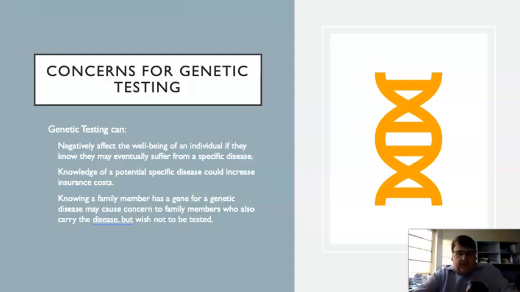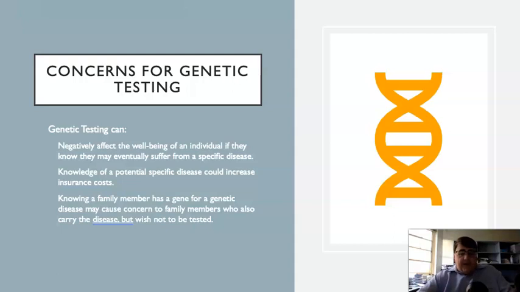So this slide is a little bit of what we just talked about in the last one. Genetic testing can negatively affect the well-being of an individual if they know they're going to suffer from a specific disease. Knowledge of a potential specific disease could increase insurance costs, because they know there's a chance you're going to suffer from this later on, and consequently, they know they're going to be forking out a lot of money to help you go through the symptoms.